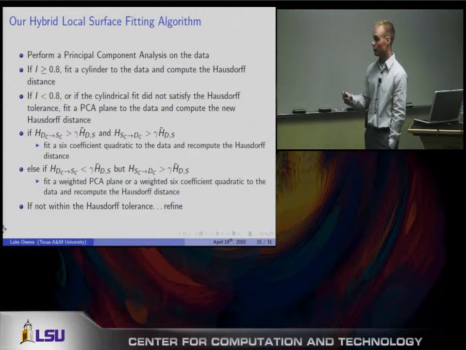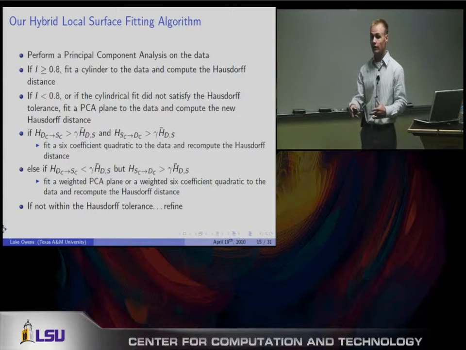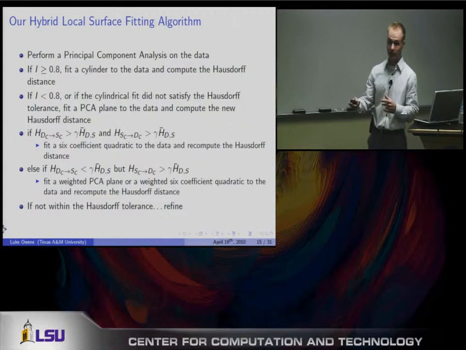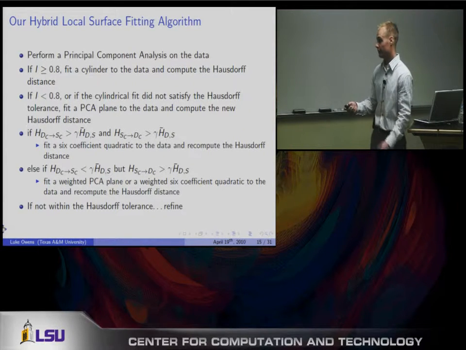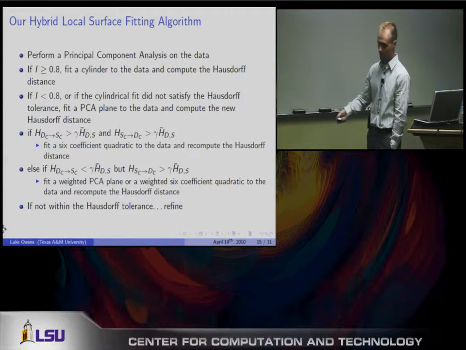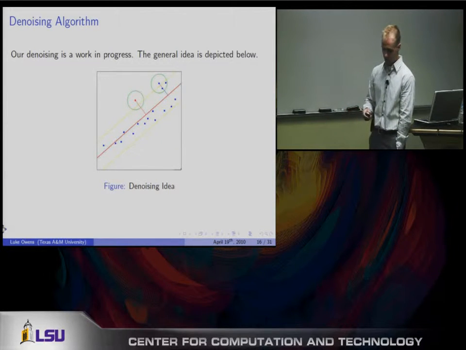Well, then you can just do a quadratic fit, because like I said, our initial fitting techniques don't take into account the surface to data points distance. So if that's small, that just happened by chance, so we don't really analyze that any further. Then we refine and repeat this procedure until we're within our tolerance. So what is our denoising algorithm?